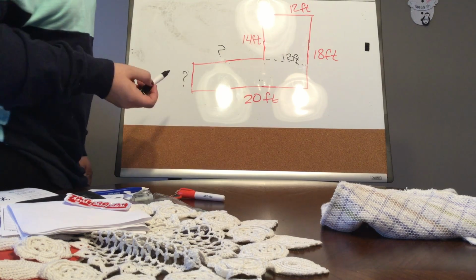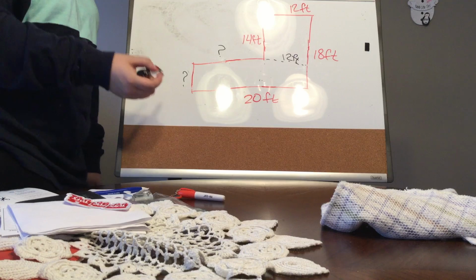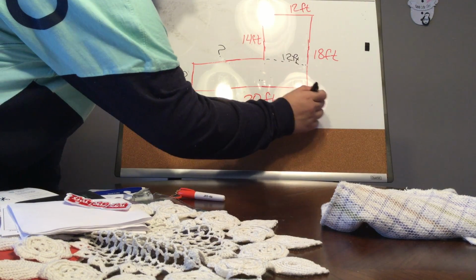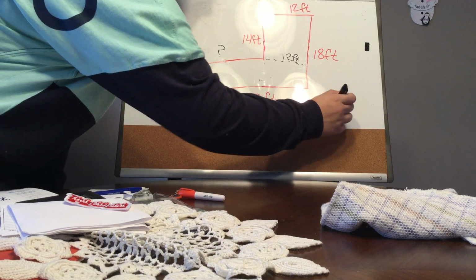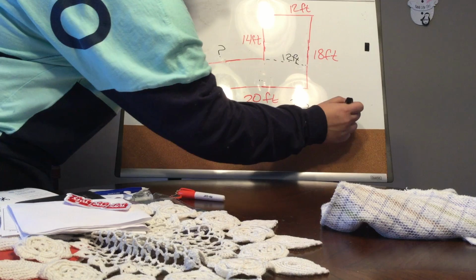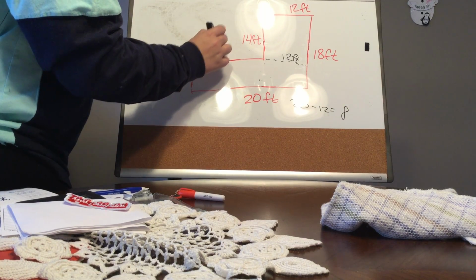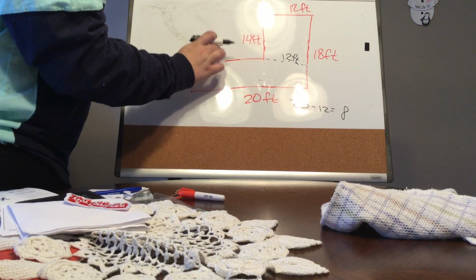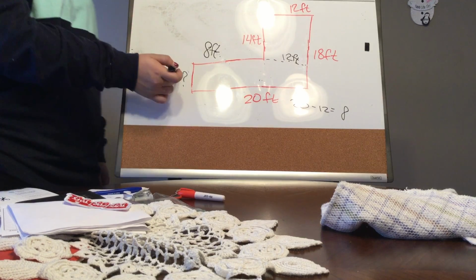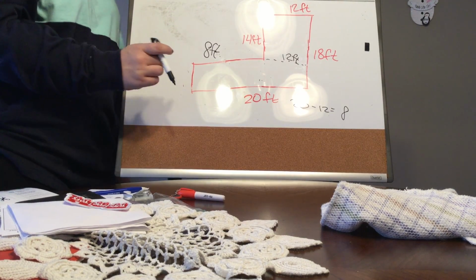So if that part is 12 feet, then we just need to find the rest of this over here. So let's do 20 minus 12 to find out what this part of it is. 20 minus 12 is 8. So this part is going to be 8 feet. I'm going to erase that question mark. Right, 8 feet. So now we just have one side left to solve. Go ahead and erase that question mark.